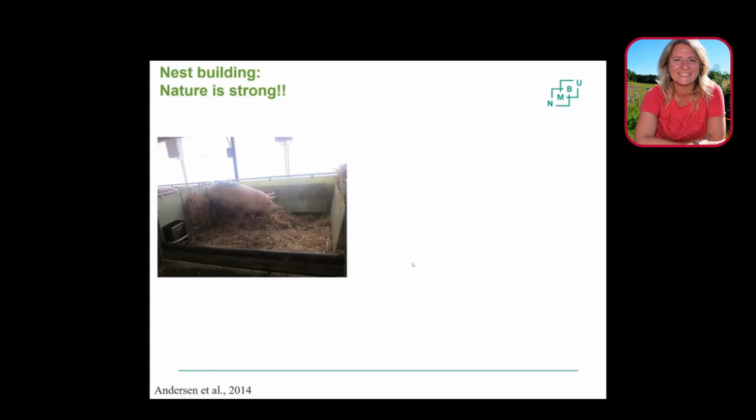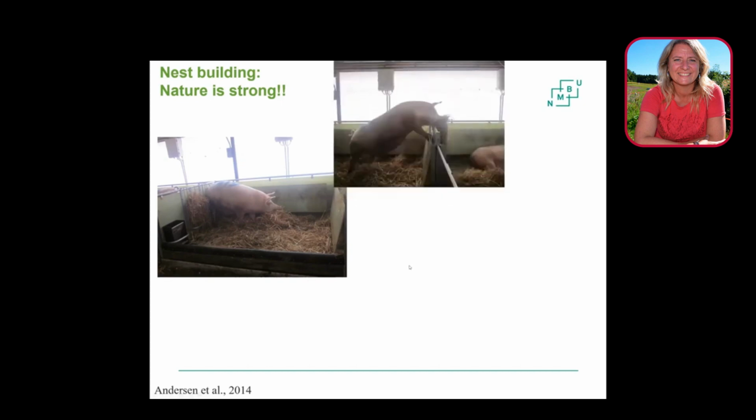And this picture shows that even though the sow had never had an experience with using nest building material, she was so motivated that she stole straw material from the neighboring pen. So it's obvious that in this respect, nature is quite strong. That's something that is there from the beginning, and it really works well.